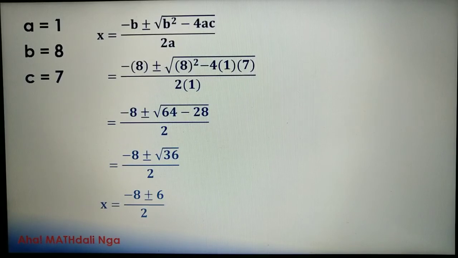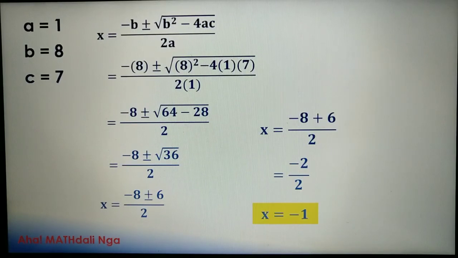So we will now find the two values of our variable x. Let's first use positive 6. So we have x is equal to negative 8 plus 6 all over 2. Let's simplify. Negative 8 plus 6 is negative 2 divided by 2, and that is equal to negative 1. The first value of our x is negative 1. How about the other value?